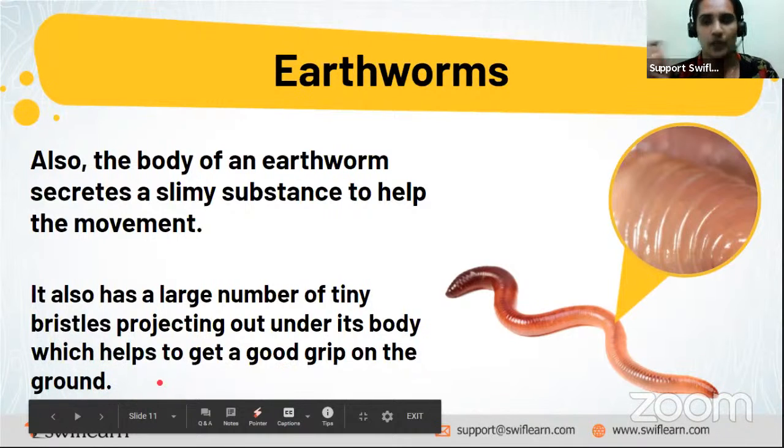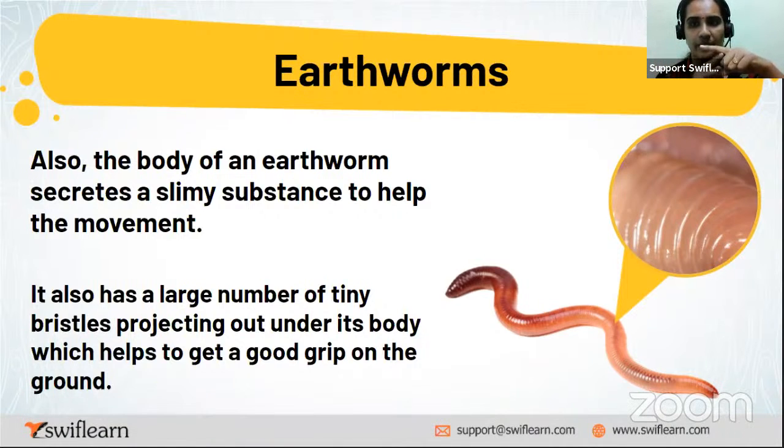Bristles, you know, like in a toothbrush. In that, bristles are there. Like that, small hair-like structures will be there under its body. Earthworm has small bristle-like structures, and along with that, a slimy substance will be secreted from the body. That is why it is able to move.